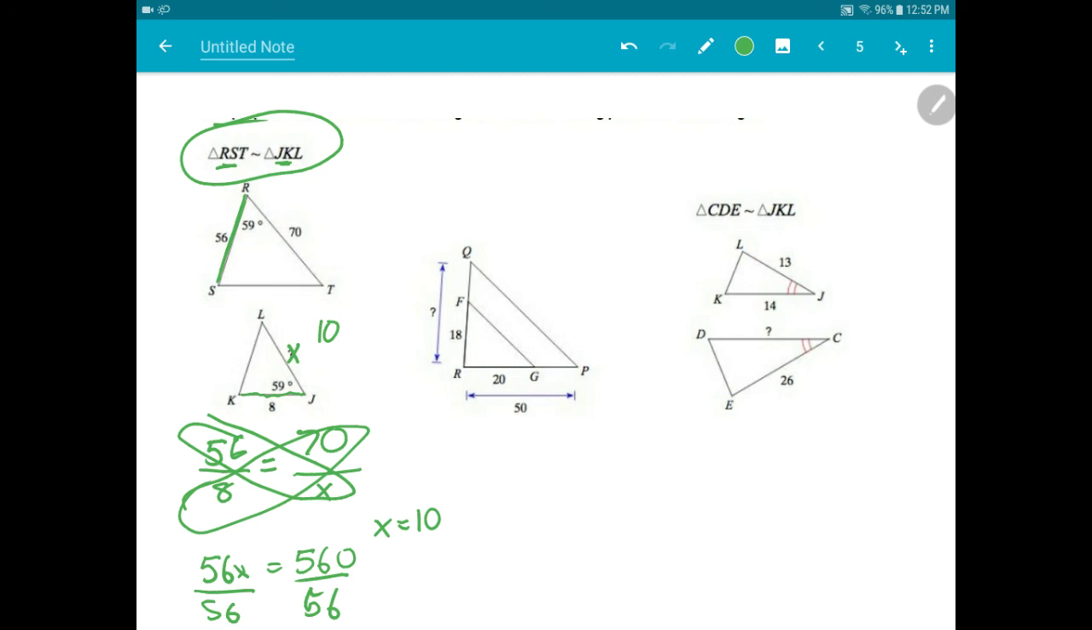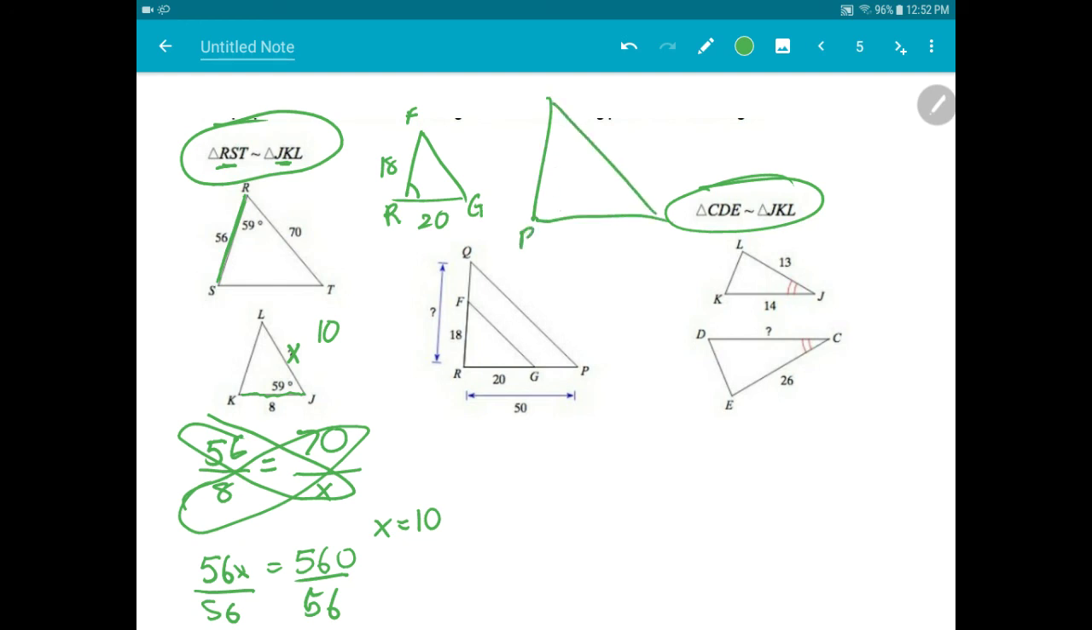So you've got a couple more here to set up. Remember in this one you've got your number statement again, but for the one in the middle you don't have your similarity statement. So just remember to draw it out. Draw your little one, 18, 20, and they share R. So R, F, G. And then draw your big one, R, Q, P.